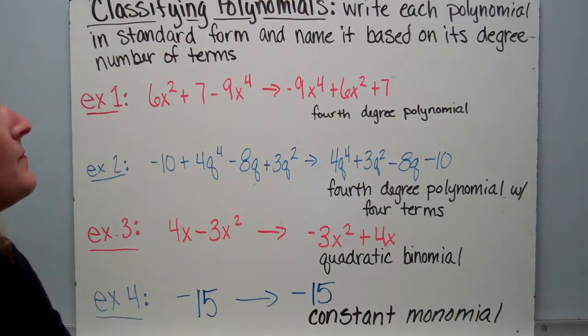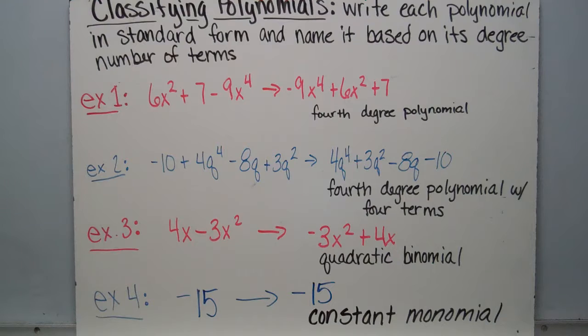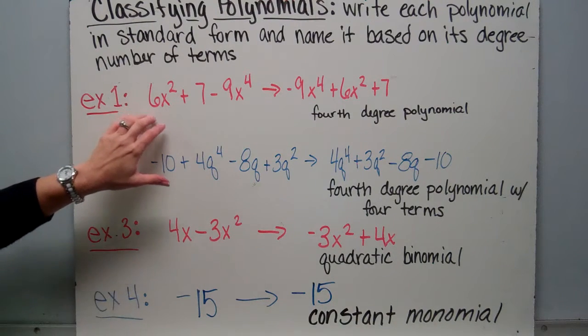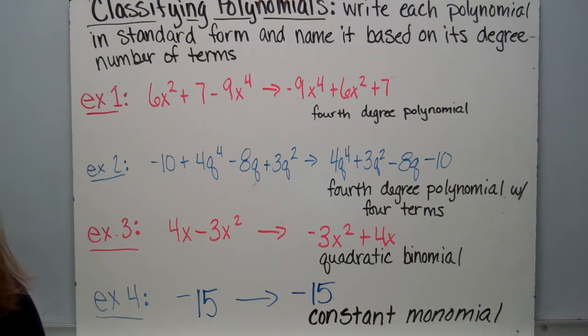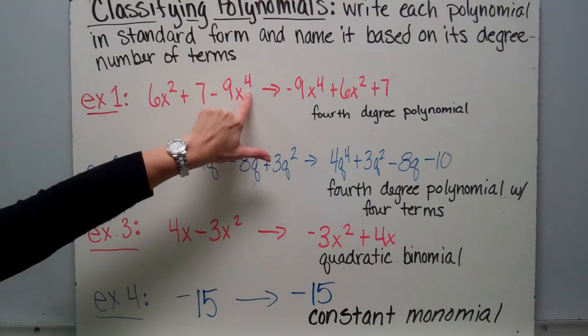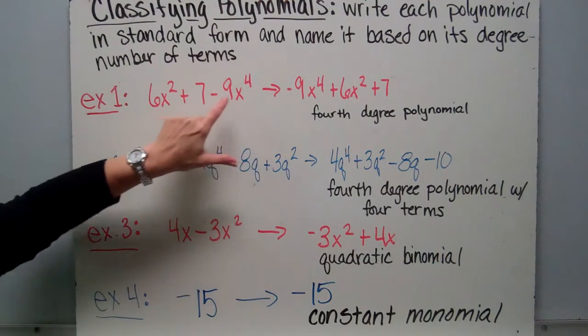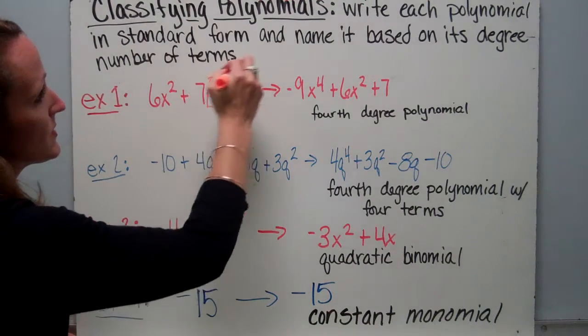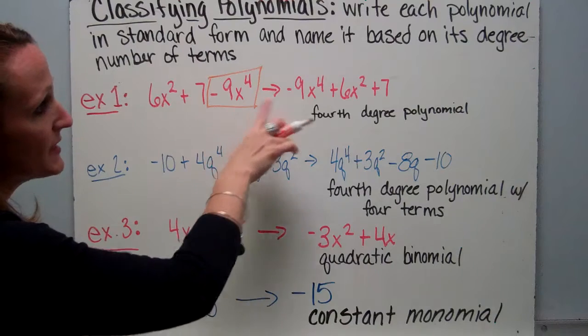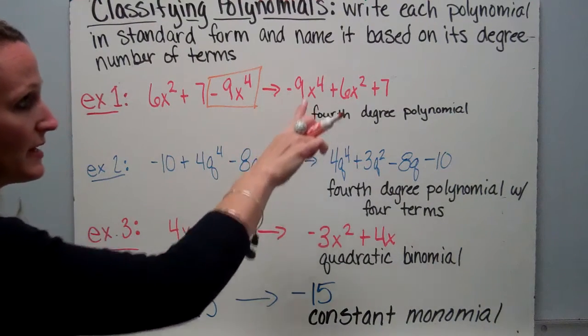Okay? Classifying polynomials. Let's write each polynomial in standard form and name it based on its degree and number of terms. So if you look at this one, I have 6x squared plus 7 minus 9x to the 4th. This is not in decreasing form, so we need to rewrite it. Remember, your highest degree needs to come first. So we're going to rewrite this. This negative goes with this 9x to the 4th. So when we rewrite this, it should become negative 9x to the 4th.